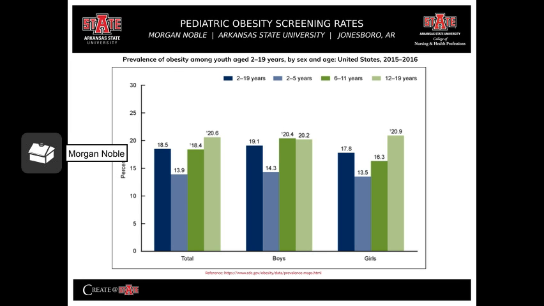This is a chart that I found on the CDC website that I found interesting. It kind of goes along with the statistics that I found, and it just shows the prevalence of obesity among youth ages 2 through 19. And this chart goes on and breaks it down by sex and age. And if you will look, you can see that once kids reach 6 years old, from that point as they age, the prevalence of obesity increases.